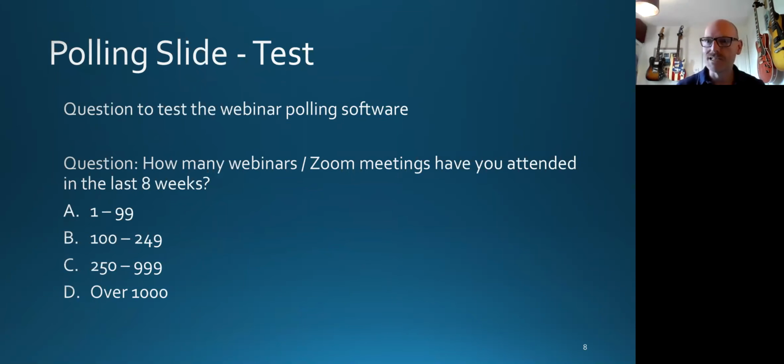So, polling slides. I've warned you that we're going to have some polling slides. This is a test slide, to test whether John and I have got our technology working properly, and just to see if you're still awake and still paying attention as well. So it's a little tongue-in-cheek. Oh, I can see the polling slide has appeared. The question is, how many webinars or Zoom meetings have you attended in the last 8 weeks? And you can see I've been a little bit tongue-in-cheek here. Is it A, 1 to 99, B, 100 to 249, C, 250 to 999, or is it over 1,000?